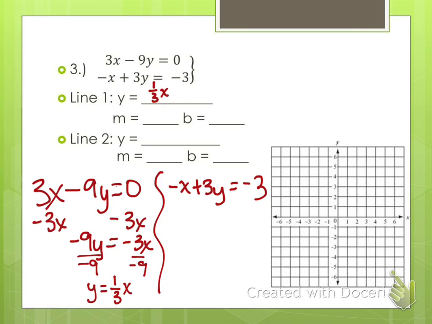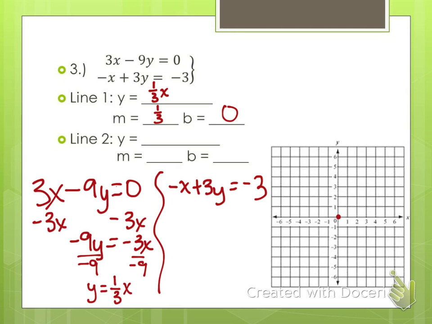We have to identify the m and the b. Logan, what are my m and b for that first line? B is 0, m is 1/3. Very good. We go to graph that line. B is 0, so we start at the origin. Put a point there.